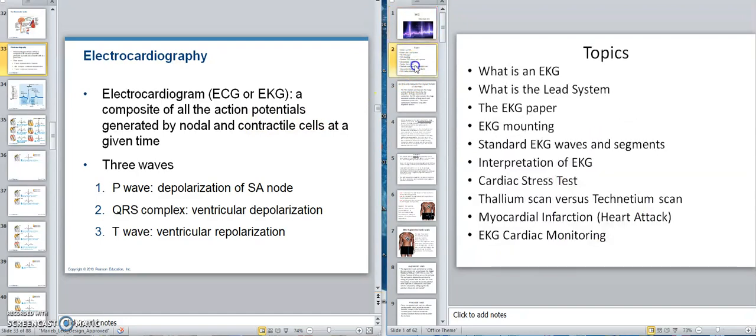The topics that I normally would talk about in an in-class would be what's an EKG, the lead system, the paper, the mounting, and so forth. So I'll just brush over. I'm really more interested in 1 and 2. And then we're going to go over to the more basic, which would be in my Heart 2 PowerPoint, to just get a flavoring of what it is. And then you also watch the video.